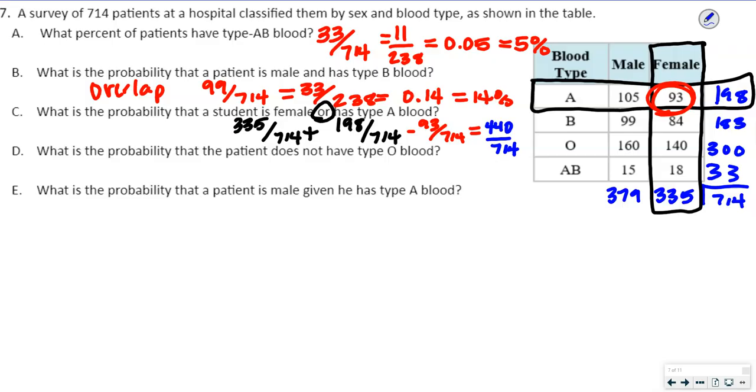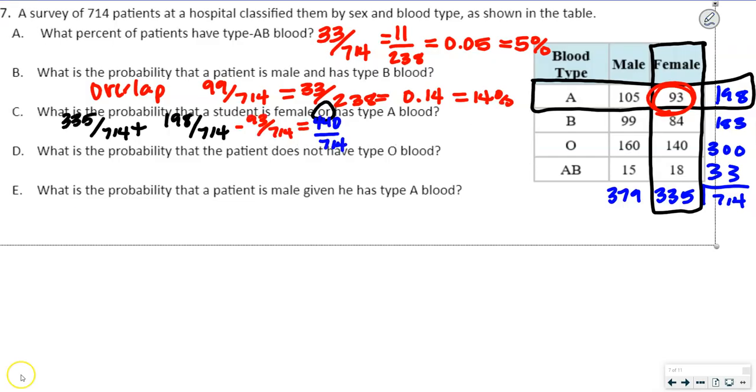And I'm going to move this over. Hold on just a second so I have some more room to write. And this can be reduced to 220 over 357. Remember, that could be your answer. And that's 0.62, which is 62%.